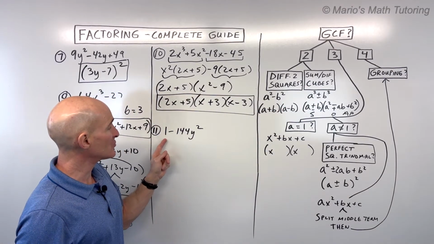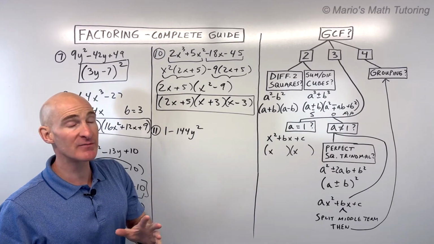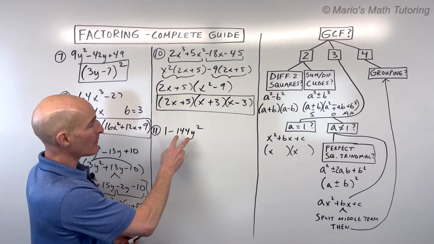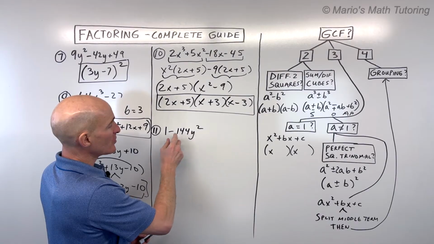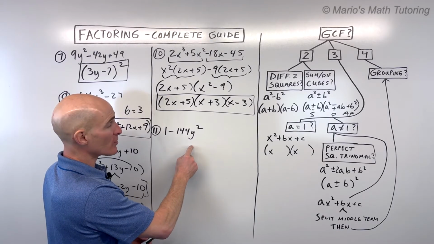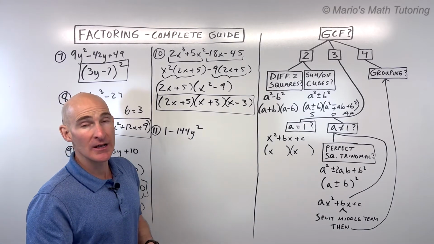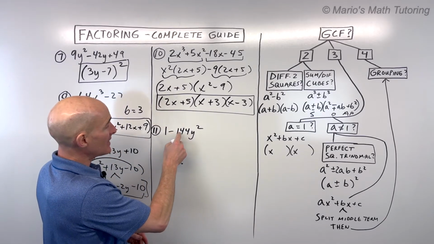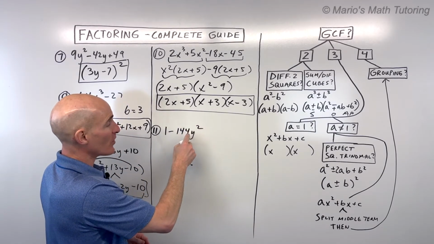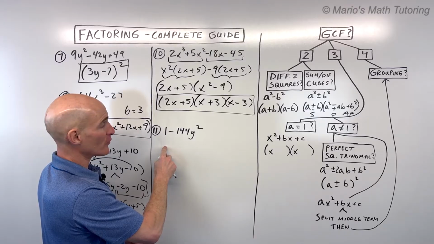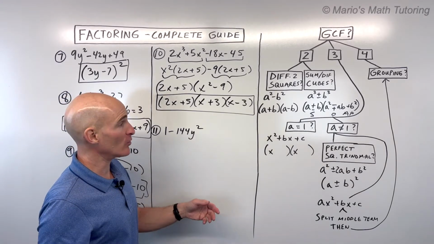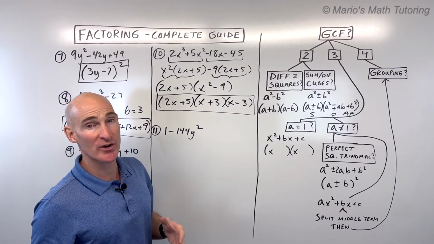Looks like we have a difference of two perfect squares. Now, here's the mistake that students sometimes make. They say, Mario, can't I just rewrite this as 144y squared minus 1? Can I just switch the order? You don't want to do that because this negative goes with this 144y squared. So it would actually look like negative 144y squared plus 1, and then it would no longer look like this difference of two squares pattern.